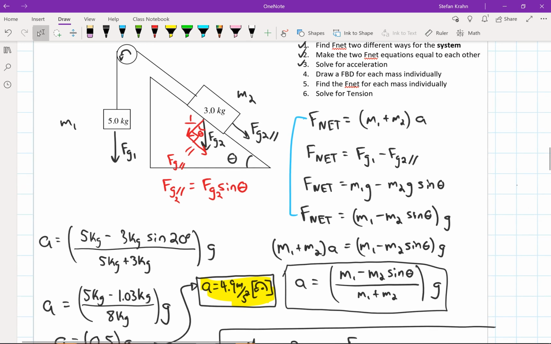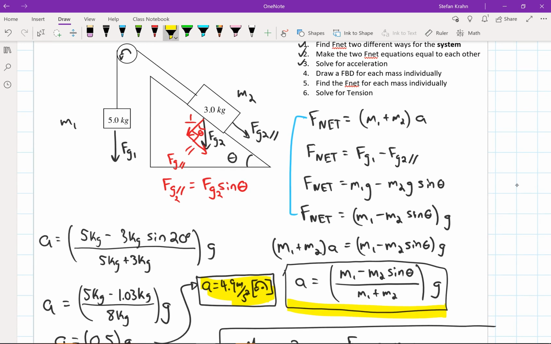Take a look here at our big equation. Let's talk this over. If our angle was completely 0, that would mean sine of 0 is 0, that would take this term out of there entirely. And if we did that, this is the exact same equation that we had on the previous video, where it was just a horizontal surface. Okay, well that makes sense.